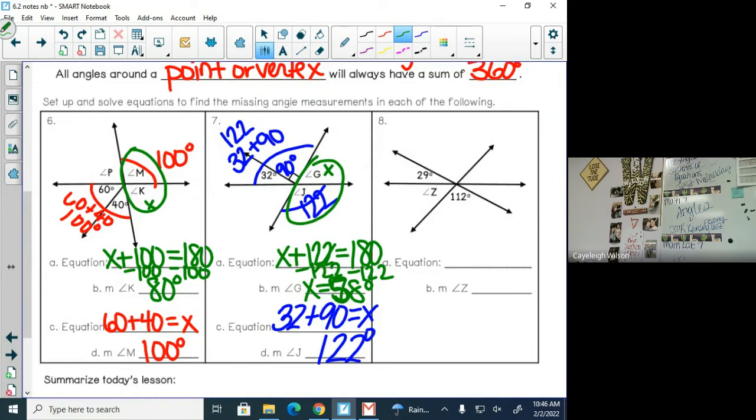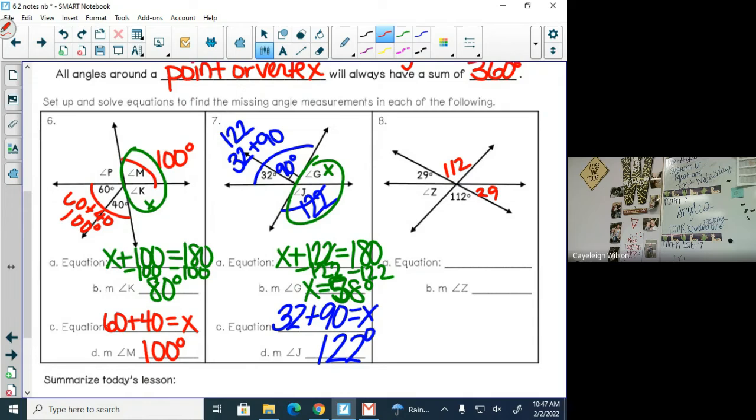All right, look up here. Guys, first thing that I would have done is look to see what vertical angles I have, because those are the easiest, because vertical angles are the same. So if this is 112, this is 112. If this is 29, this is 29, right? That is easy. So all my vertical angles here were filled in because they're equal.